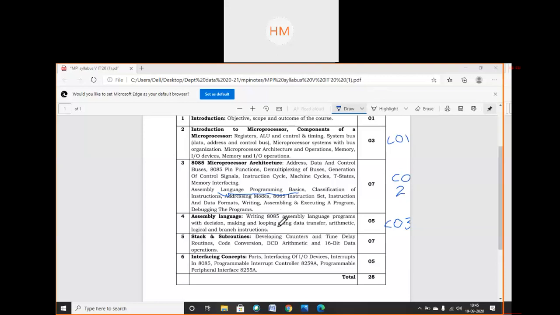We will complete CO3 within 3 to 4 lectures. 2 to 3 lectures will be sufficient for writing programming skills. Then we will start with CO4. Students, don't get confused about what COs mean. That's why today I am just briefing you on what contents we have discussed till now.